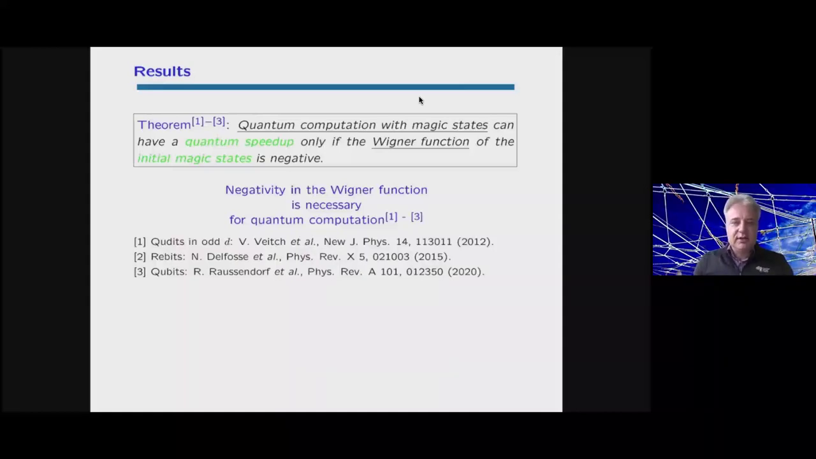I will be focusing on Wigner function negativity, but what these people here, or some of those anyway, also showed is that Wigner function negativity and Kochen-Specker contextuality are exactly the same thing in this odd dimensional setting. So there's a connection right there to contextuality. You can rewrite this theorem and say you need contextuality for a speedup.